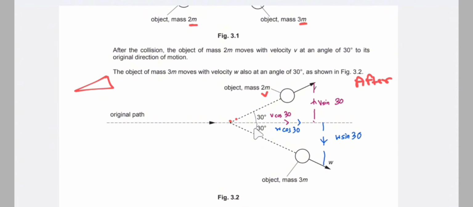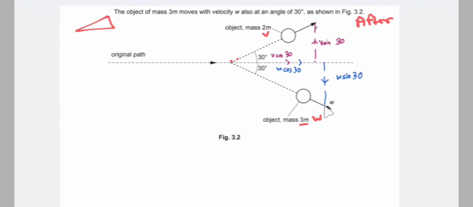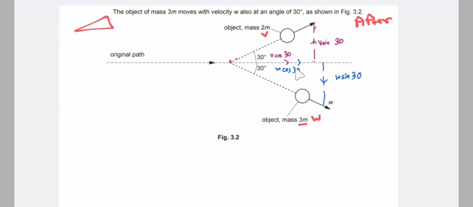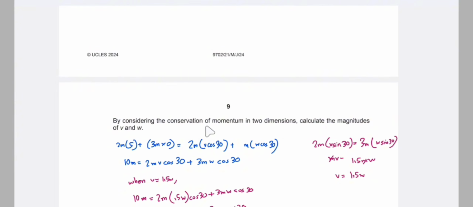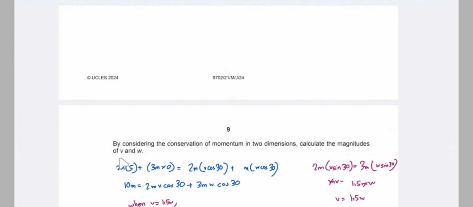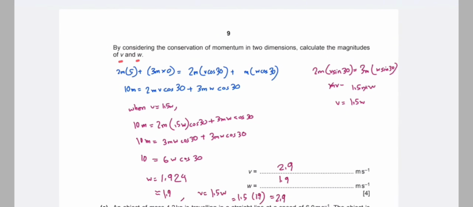So the mass of 3m is moving at a velocity of w. Since it is moving at a velocity of w, the horizontal component is w cos 30 and the vertical component is w sin 30. So this is after collision. Now, by considering the conservation of momentum in 2 dimensions, calculate the magnitude of v and w. So we need to find the value of v and the value of w.